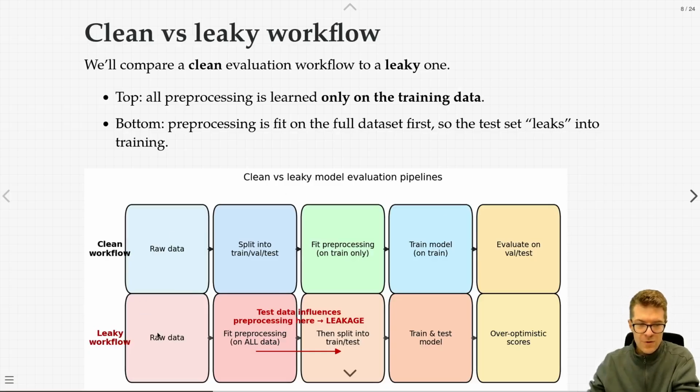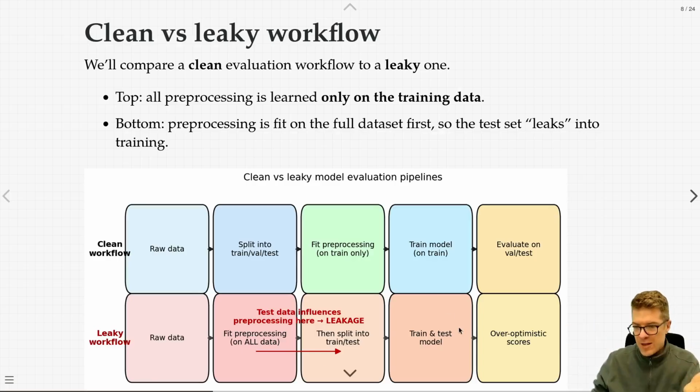The leaky workflow obviously starts with the raw data also, but then the pre-processing happens on everything, right? So you take all of the data, you find the means and the variances for all of your data to do the Z-score normalization of the data. Then you split into training and test. Then you do the pre-processing for your training and test sets based on the mu's and sigmas you obtained on all of the data.